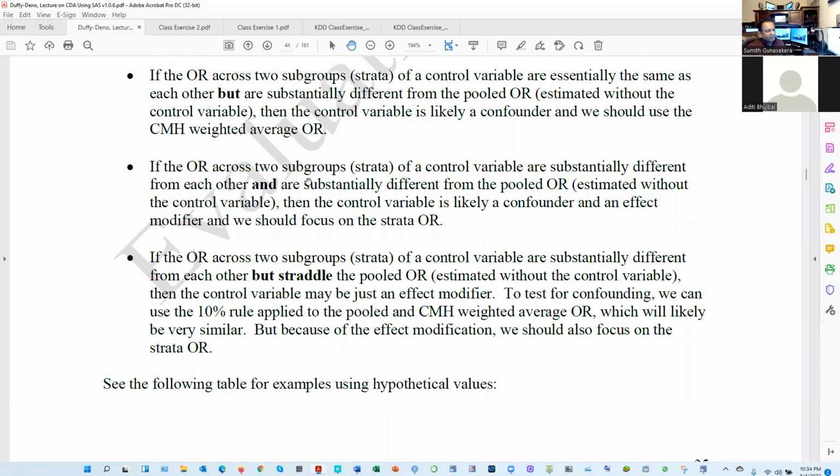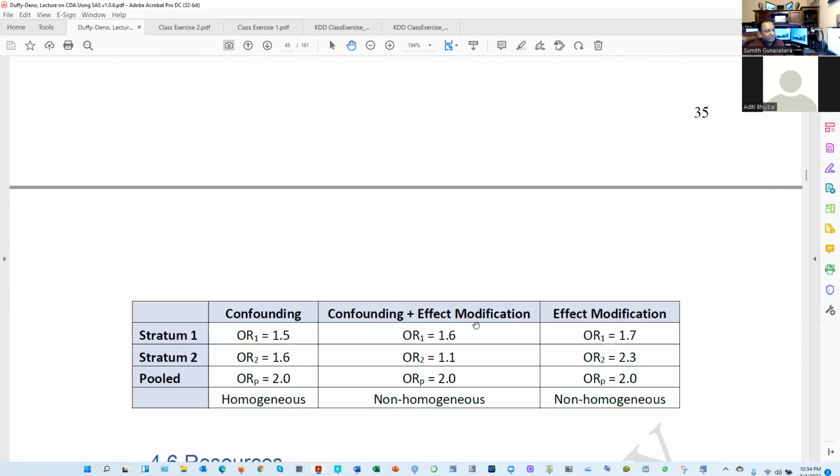And here, if the ORs across two subgroups for the control variable are substantially different from each other, and also substantially different from the pooled OR, they are different from this one too. Earlier, they were the same and different from this one. Here, they were different, and different from this one as well. This one, they were different, and then they straddled. This looks like they are homogeneous.